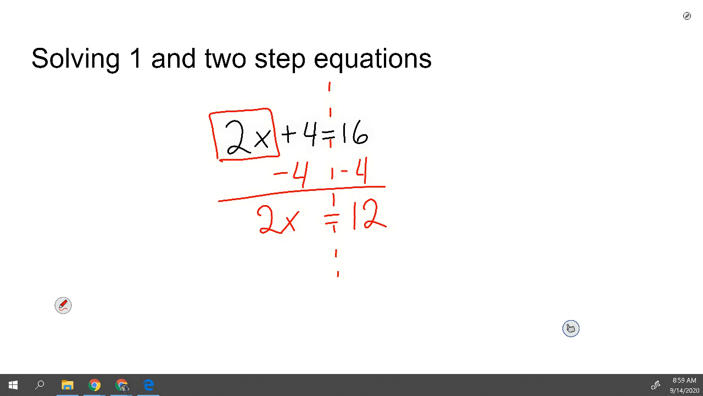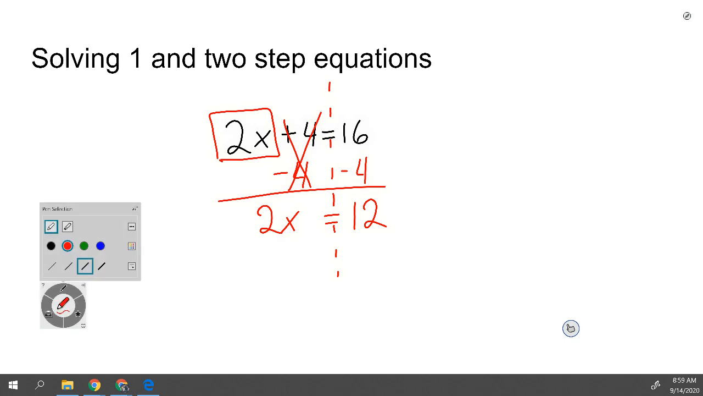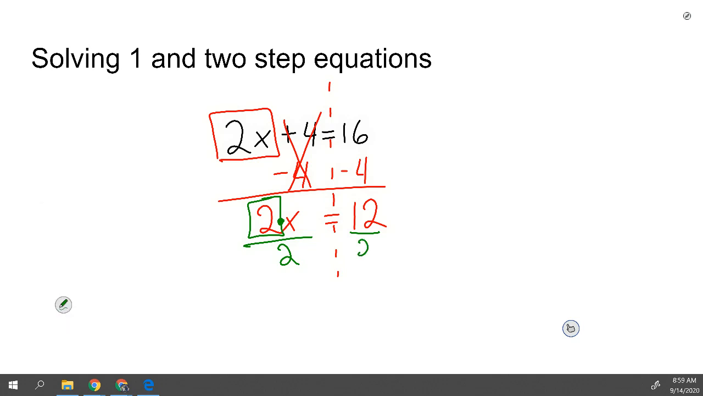Okay, remember, the plus 4 and the minus 4 cancel out. That's why we did it. That's why we're doing that step, is to get rid of those. And then on the other side, 16 minus 4 is 12. So then finally, we get to that division step. We don't want this 2 here. How do we get rid of that 2? Well, we're going to divide. Since this says 2 times x, that's multiplication. If we divide by 2 on both sides, x should be equal to, or 1x, right? But we're not going to write that anymore. 12 divided by 2 is 6. Done.